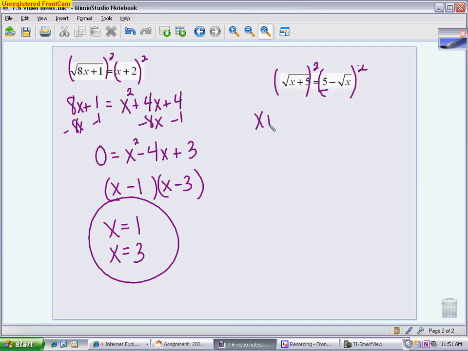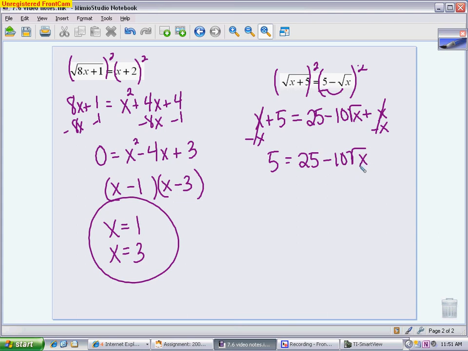So I get x plus 5. On the right, again, I have to do the square, double, square. So I square the first. 5 squared is 25. Multiply these together and double it. I end up with negative 10 square root of x. And then the square root of x times square root of x is just x. I'm going to subtract x from both sides, and those will cancel. So I have 5 equals 25 minus 10 square root of x.